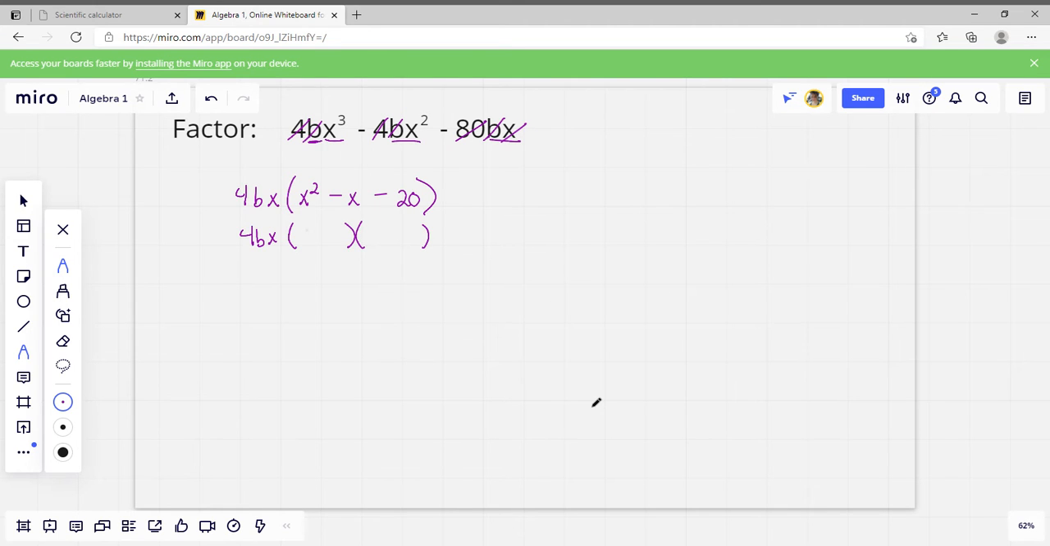Okay, so both of these have x at the beginning. We need two numbers that multiply to make 20 and add to make negative 1. And that would be, let's see, 5 times 4 is 20. And if we made the 5 negative and the 4 positive, 5 times 4 makes 20, and then negative 5 plus positive 4 would be negative 1. So there's that one.